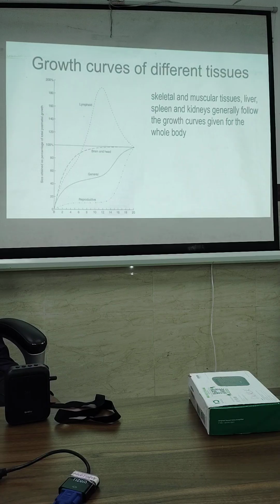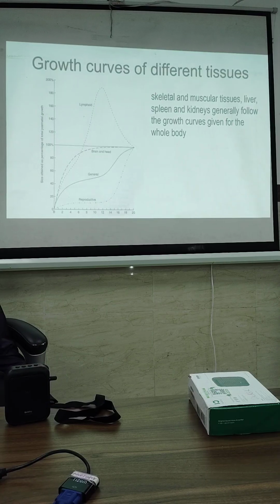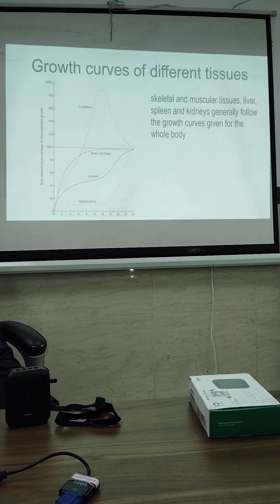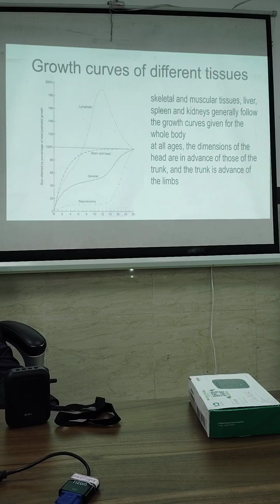Skeletal and muscle tissue, liver, spleen, kidneys generally follow the growth curve given for the whole body. The 2 spurts which you see, 6 years, 12 years. At all ages, the dimensions of the head are in advance with those of the trunk, and the trunk is advanced with those of the legs.